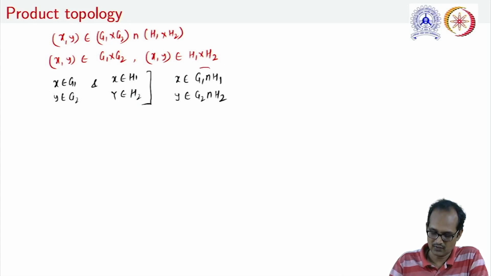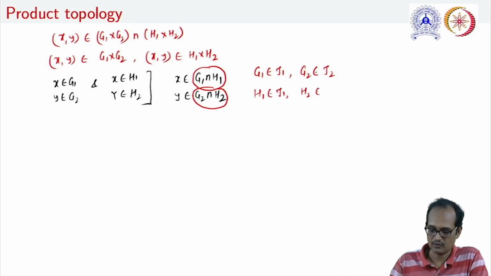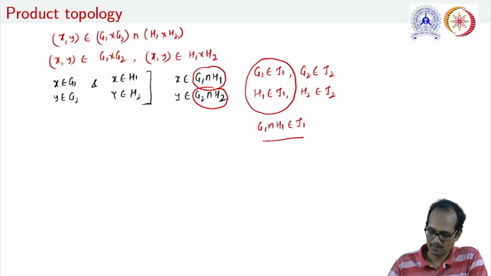What about G1 intersection H1 and G2 intersection H2? Note that G1 is from tau 1, G2 is from tau 2, also H1 is from tau 1 and H2 is from tau 2. So from here we can conclude that G1 intersection H1 belongs to tau 1. Similarly, G2 intersection H2 belongs to tau 2.